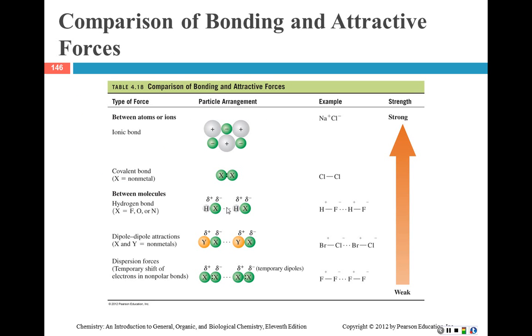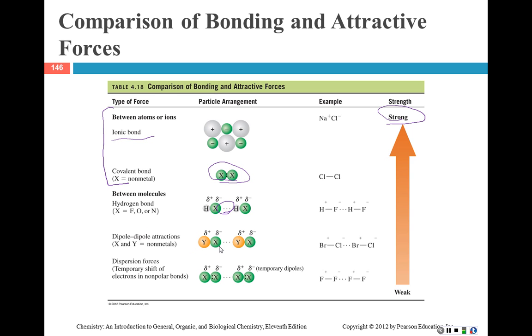So an ionic bond is very strong. A covalent bond, where you have two nonmetals, is also very strong. But those are between the atoms in a molecule. Between molecules, you have hydrogen bonds, which are the strongest.